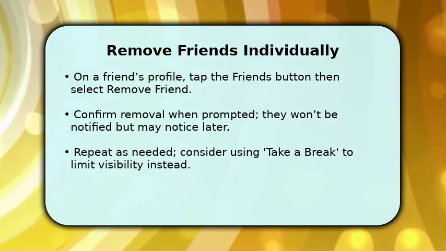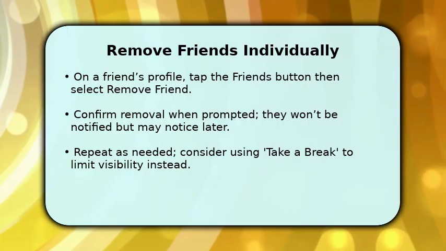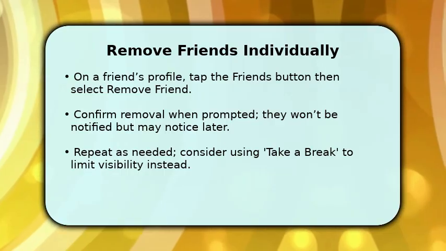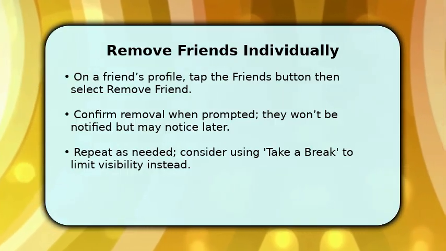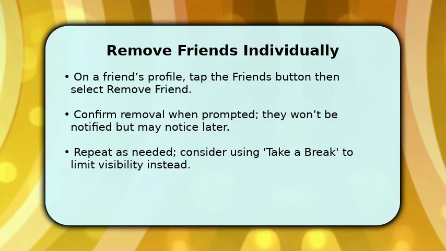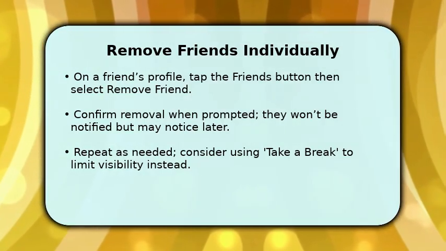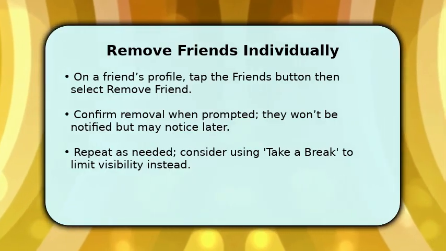Once done, make sure to check mutual friends and privacy settings so you're not surprised by residual visibility. If you want less drastic steps, use Take a Break or Restrict lists to reduce contact without removing someone entirely. Repeat this procedure steadily until you've processed the desired names.